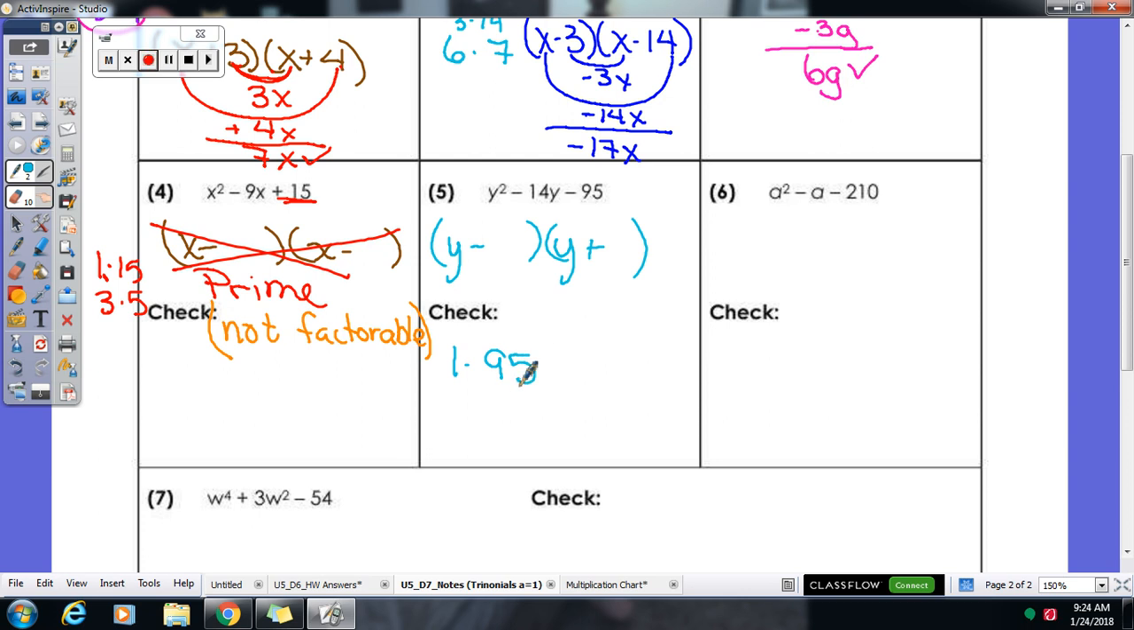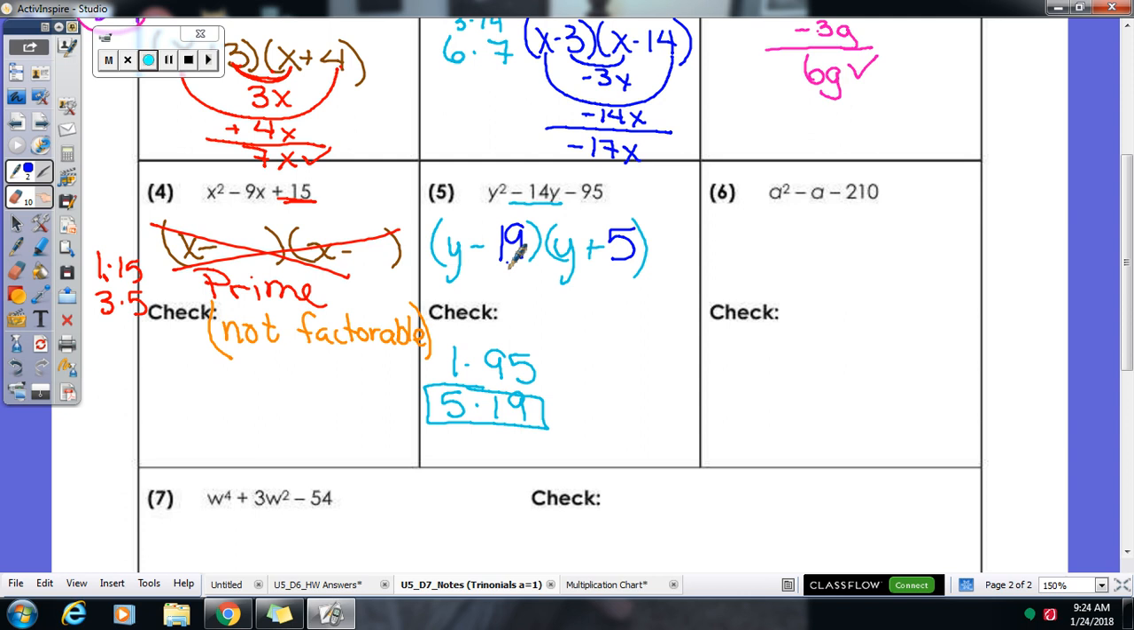Does 2 go into it? No, because it's not even. Does 3 go into it? No. 4 does not go into it. 5 does. 5 times what? 19. And 6 doesn't. 7 doesn't. 8 doesn't. I think we got it. So if I want a negative 14 in the middle, which one do you think should be my negative? The 19. I heard somebody say it.